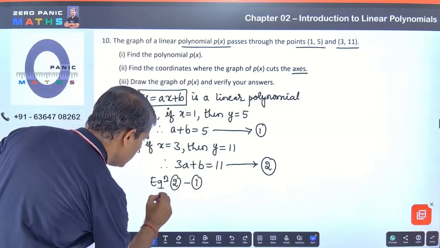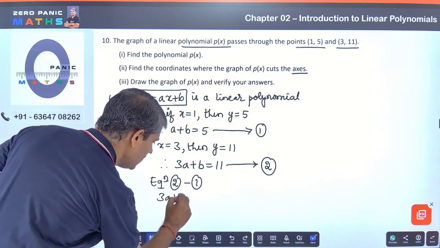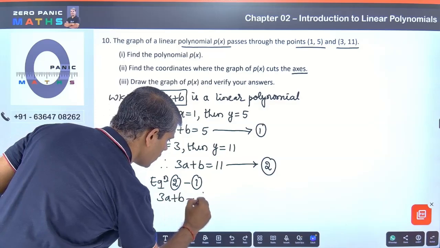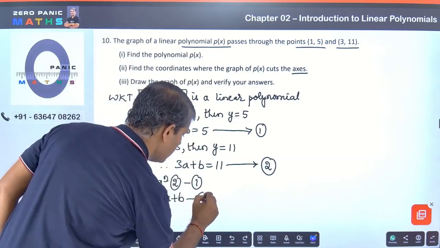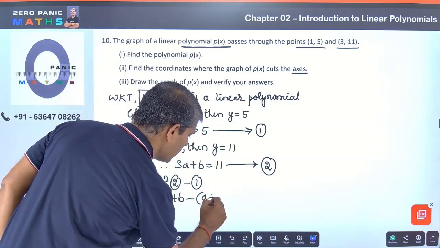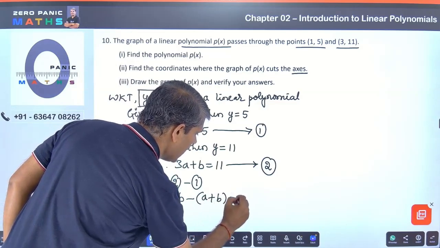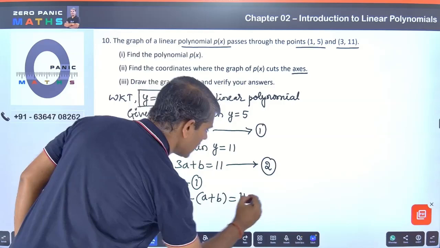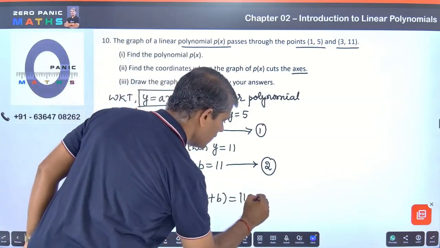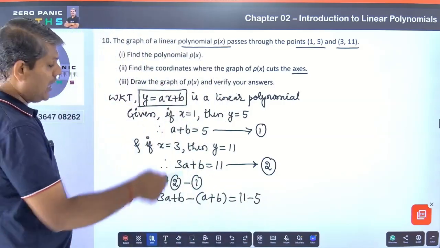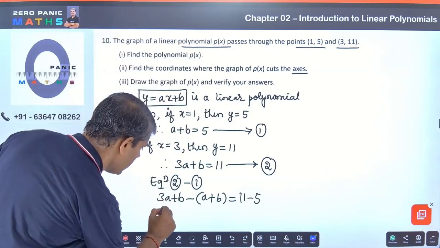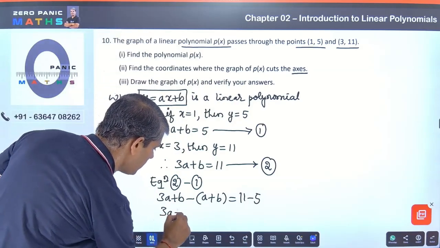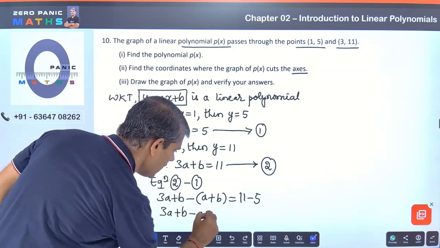3a plus b on the left side, and minus of a plus b, that will be minus a minus b, and it will be 11 on the right side and minus 5 from equation 1. Now it will be 3a plus b minus a minus b.